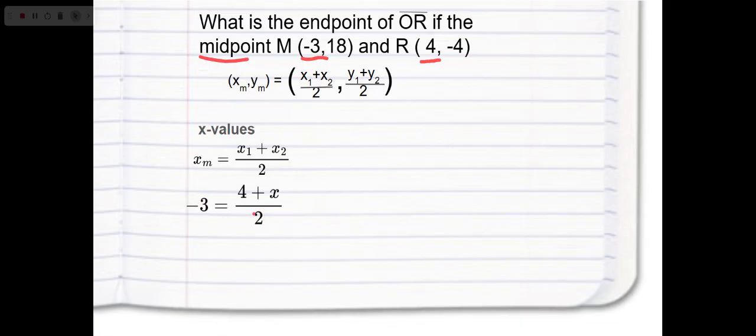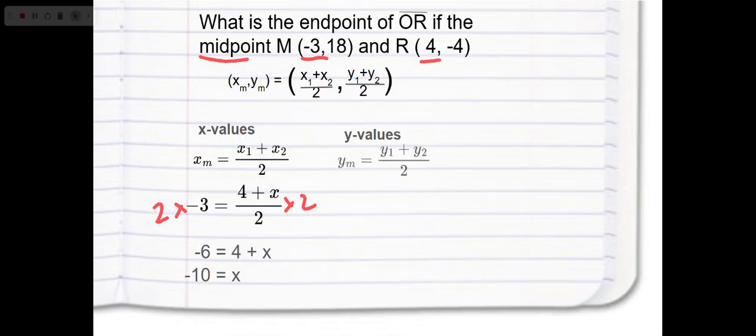I like to get rid of the fraction first, so I like to multiply both sides by 2. So I'll get negative 6 equals 4 plus x. Subtract 4 from both sides, and I get negative 10. So my x value for O is at negative 10. Now I'm going to focus on the y values. So the y midpoint formula is the same thing, but with the letter y, and we're going to use the y values.